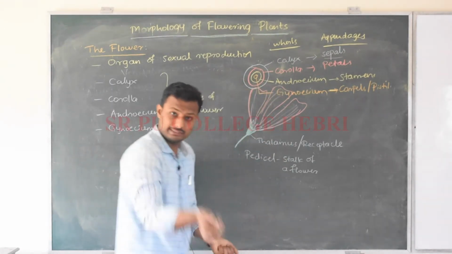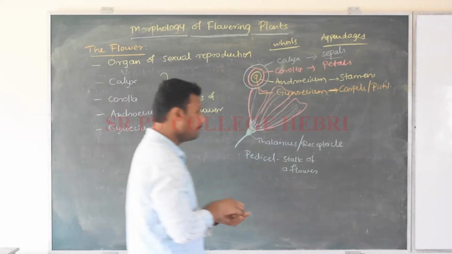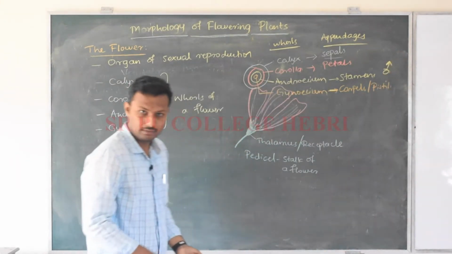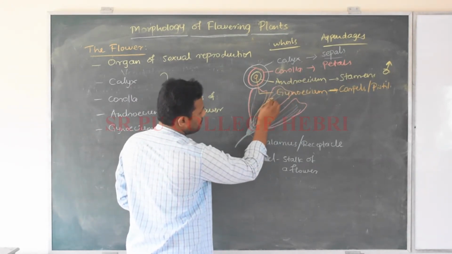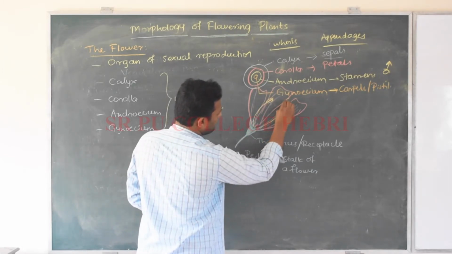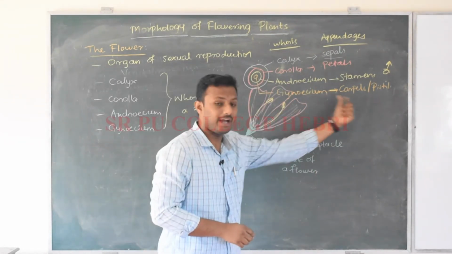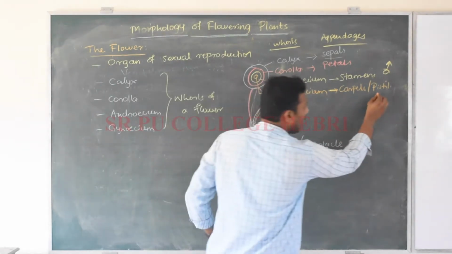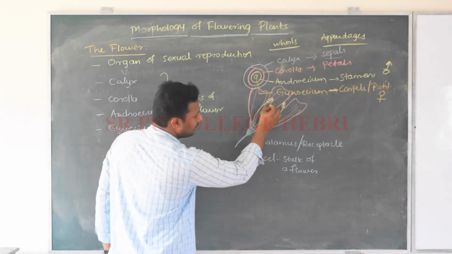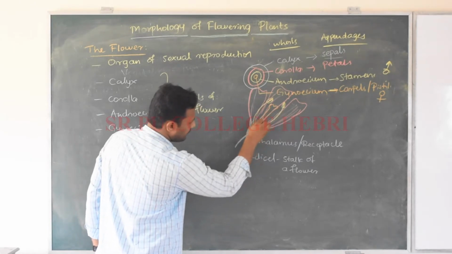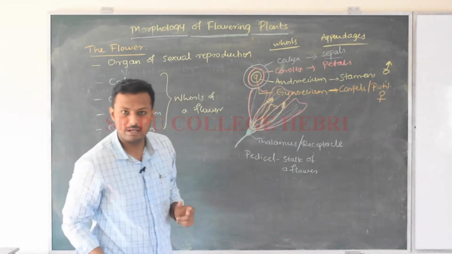And the next whorl is the androecium, consisting of many stamens that represent the male sex organ of the flower. And how are the stamens arranged? Like this. So these are the stamens, right? And what is the innermost whorl? That is the gynoecium. The appendages of the gynoecium are called carpels or pistils, and they represent the female sex organ of the flower. The innermost whorl will be like this. So this is how all the four whorls of a flower rest on the thalamus or receptacle.